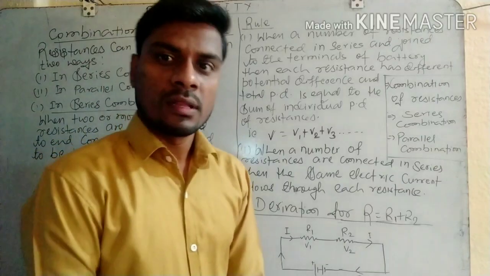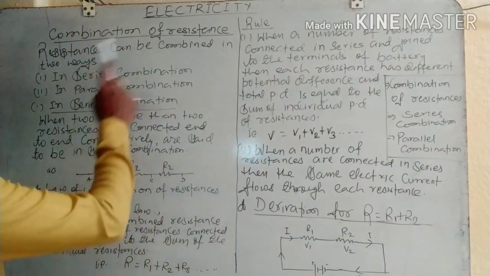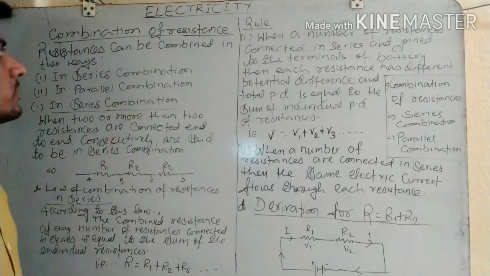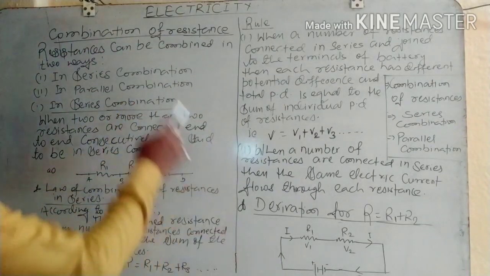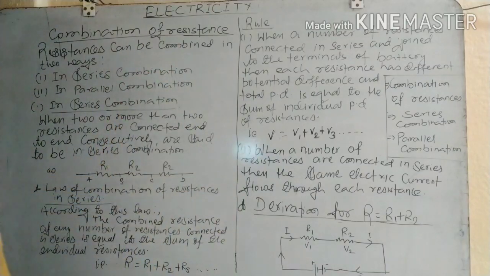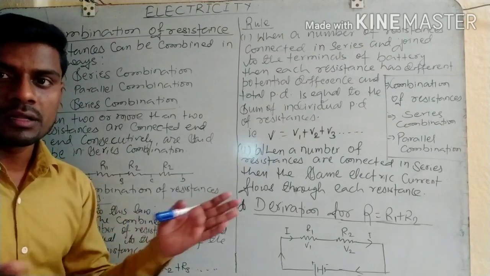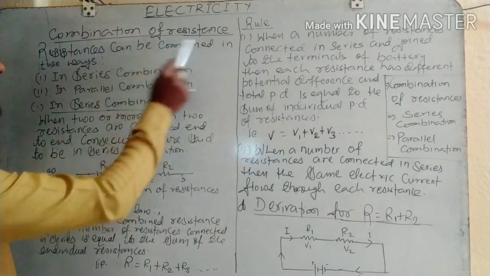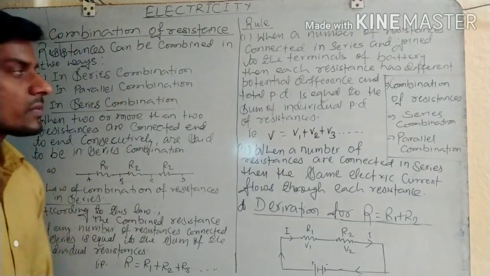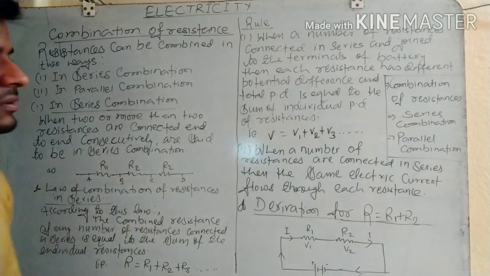Okay, let's start this video. First of all, we should know what is the combination of resistance. Combination of resistance means we are talking about the ways in which resistances can be combined. So the resistances can be combined in two ways. One is series combination, the other is parallel combination.